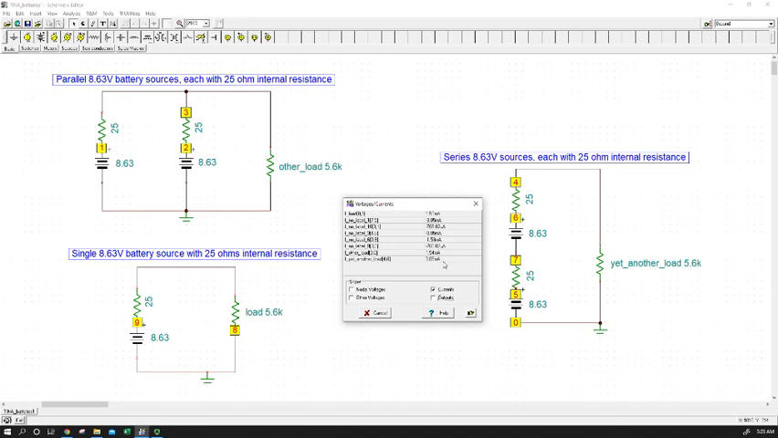If we were to say, okay, what was the theoretical if we didn't have the internal resistance, we would just go 8.63 times 2, divided by 5,600. So we would have expected to get 3.08 milliamps. But because we've added 50 ohms of series resistance, we've throttled down the overall current going through all of the batteries, or whatever our voltage sources are, and the load, and we've seen a small reduction.